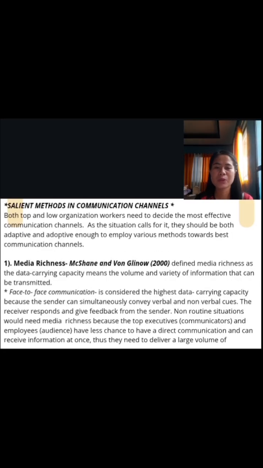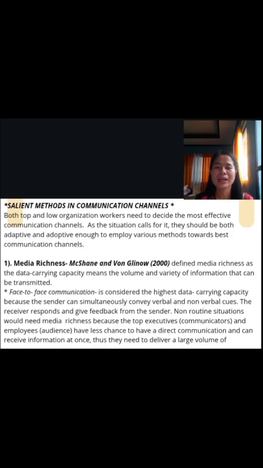So let's proceed to salient methods in communication channel or effective methods in communication. Both top and low organization workers need to decide the most effective communication channels. As the situation calls for it, they should be adaptive enough to employ various methods towards best communication channel. First is media richness.